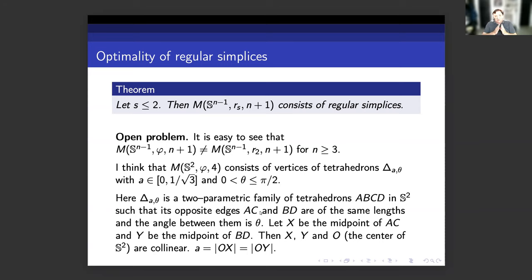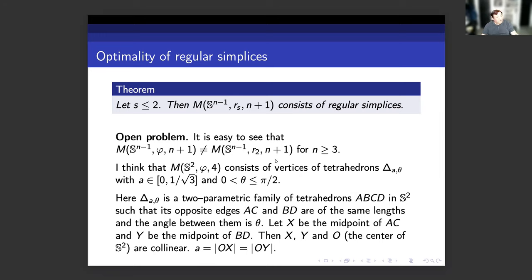Let us consider RS, rho equals RS, S is less or equal to 2. Then we consider the unit sphere in n dimensions. Then the all M sets is isometric to a regular simplex. This is zero. So it is the expected answer, and we know that the answer is a regular simplex.